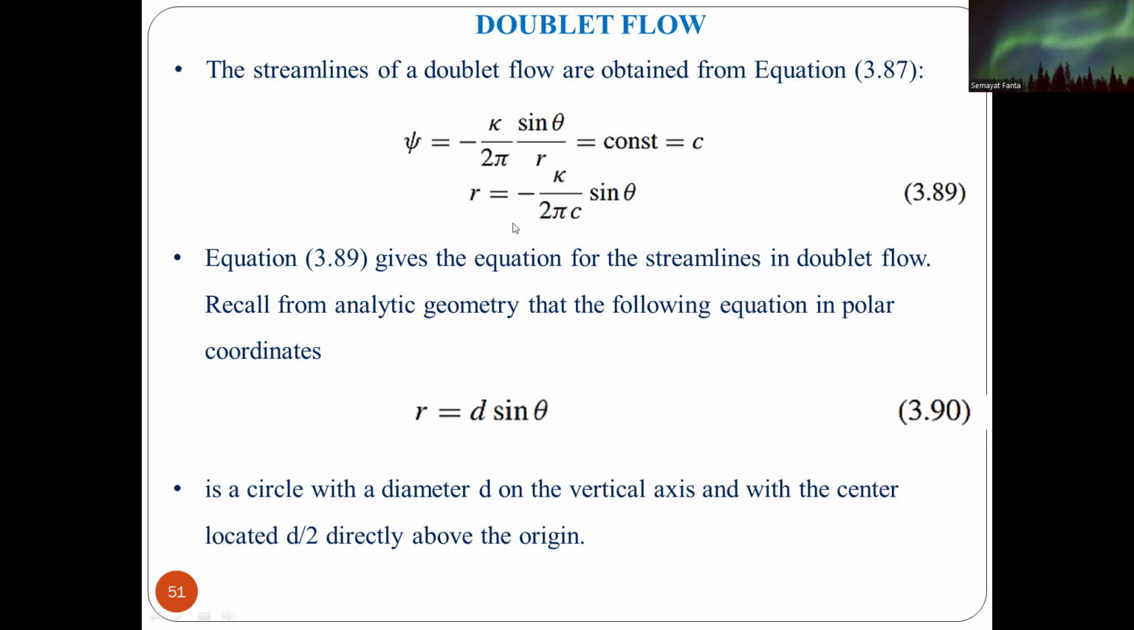So from that we can obtain r. r is equal to minus K over 2 pi C, where C is a constant, times sine theta. And this equation gives the equation for streamlines in doublet flow. And recalling from analytical geometry, in polar coordinates, r is equal to d sine theta, which is a circle with diameter d on the vertical axis, and with center located at d over 2.